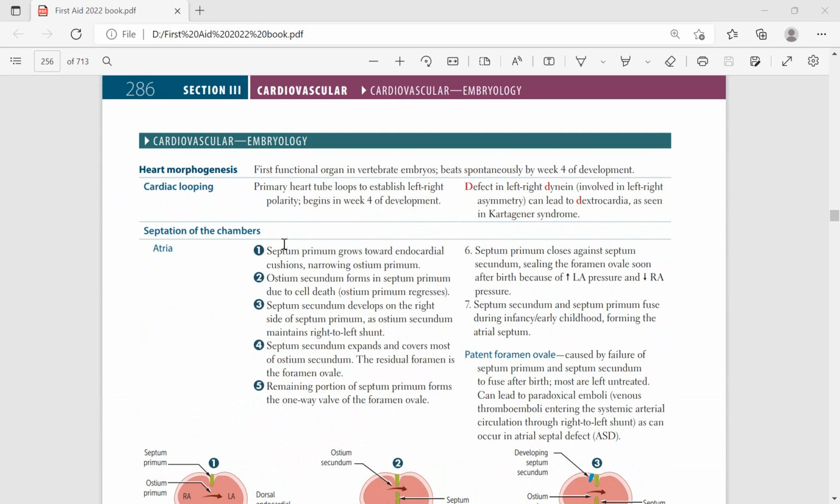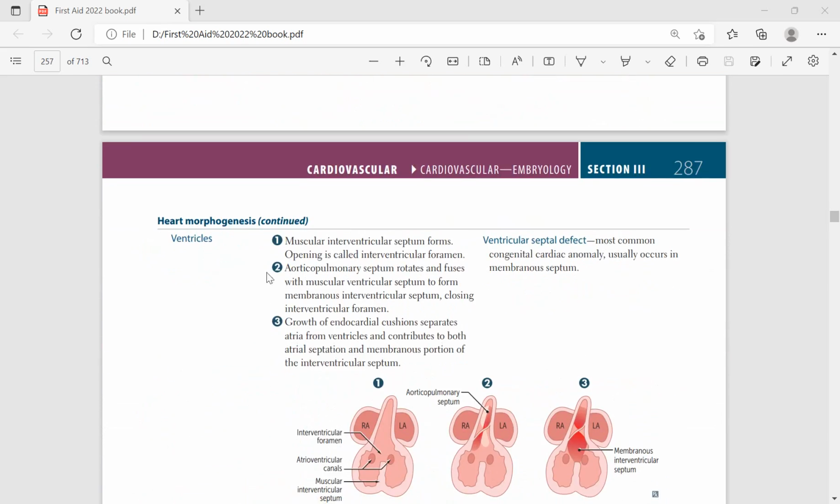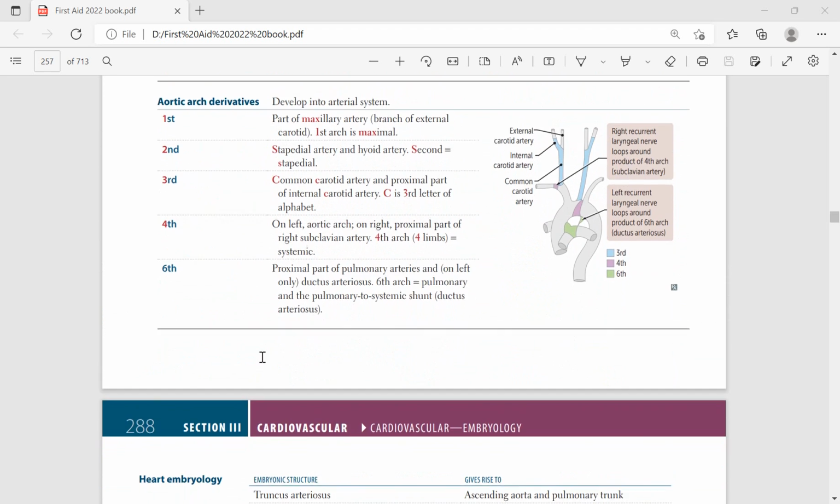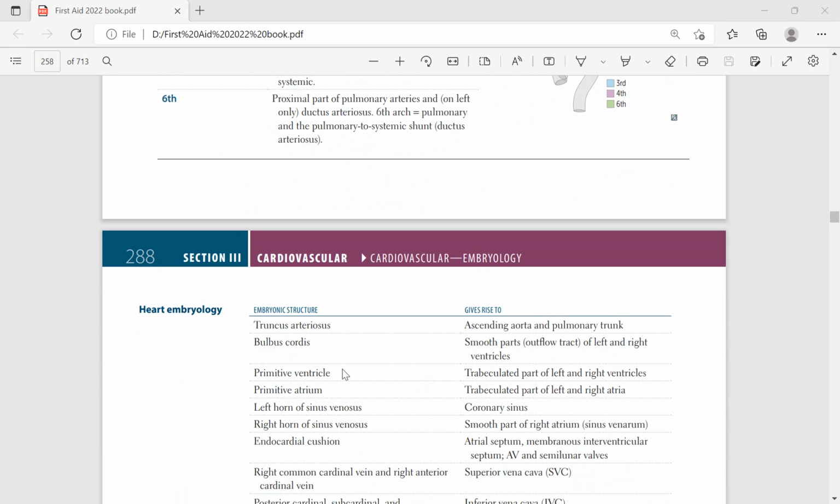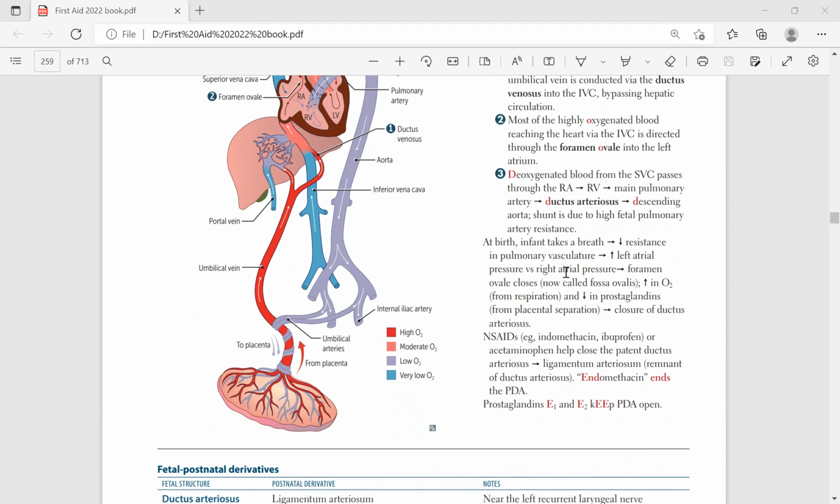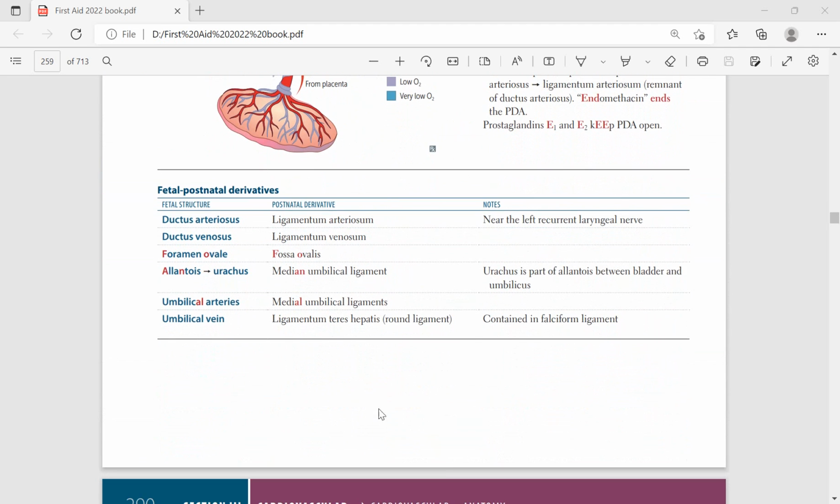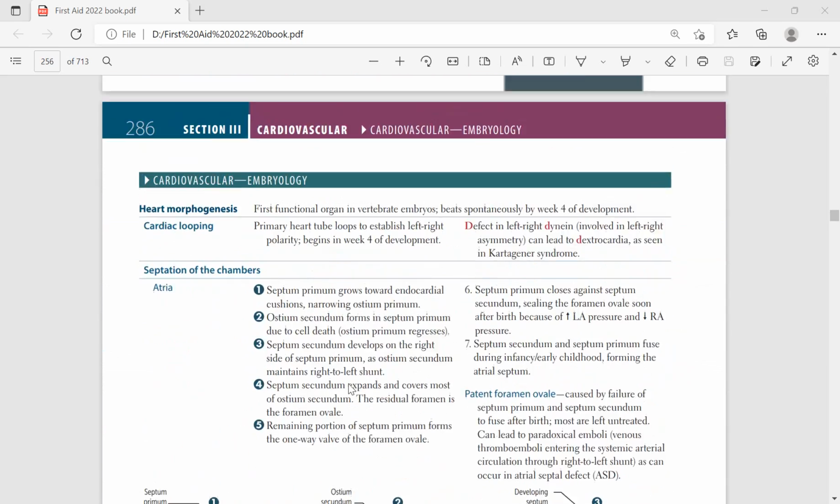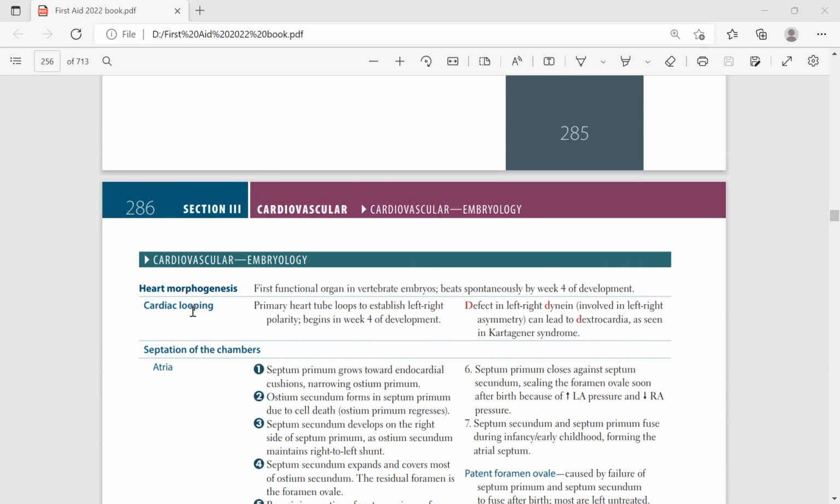Cardiovascular embryology. Here we will read heart morphogenesis, aortic arch derivatives, heart embryology, fetal circulation, which is very important for USMLE Step 1, and fetal postnatal derivatives. So let's start with heart morphogenesis.